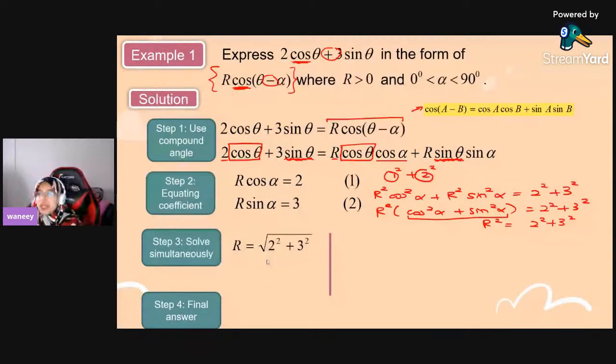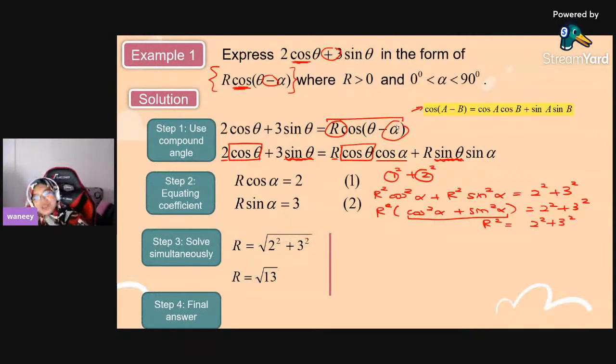So when we square them, we should be able to get some Pythagorean identity. Okay, so that is for r. r is simply equal to the square root of 13. Okay, so how are we going to get alpha? Because basically we simply write them down in the form of r cos theta minus alpha. Therefore, we need to find out what is the r and what is the alpha. I already know the value for r. So now let's find out the value for alpha.